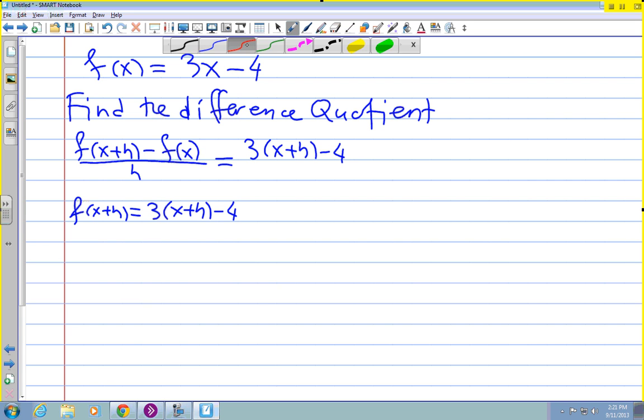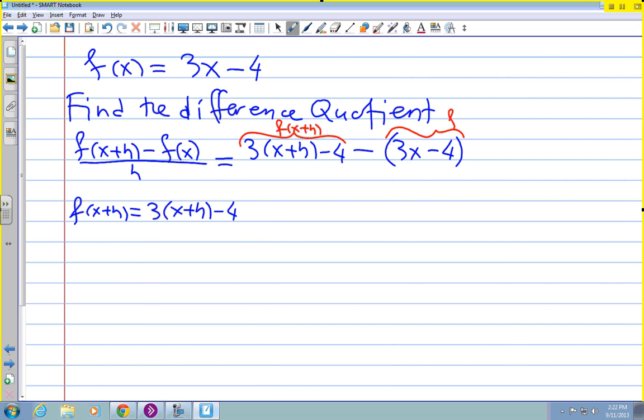So that's what the formula tells me. First, write f of x plus h. Then the formula tells me to subtract the original function. Well, what is the original function? 3x minus 4. So I'm going to put minus, and I'm going to put 3x minus 4 in the parentheses because I want to subtract that entire function. If I don't put parentheses, that means I'm subtracting part of it, but not the whole function. So put parentheses around your original function. That's f of x. And everything over h.